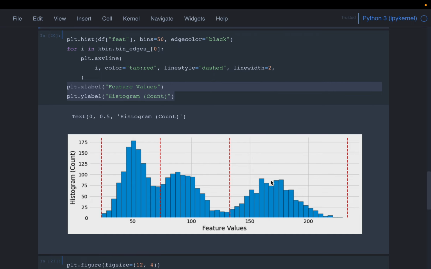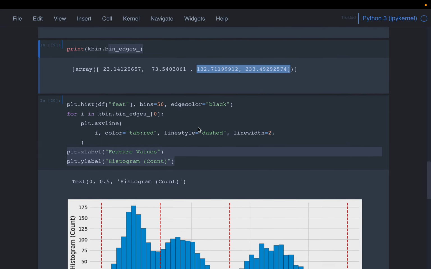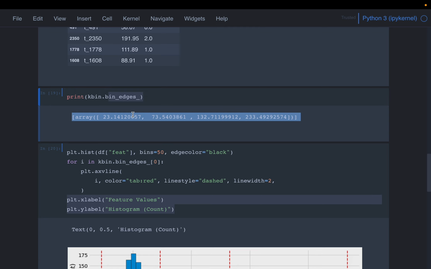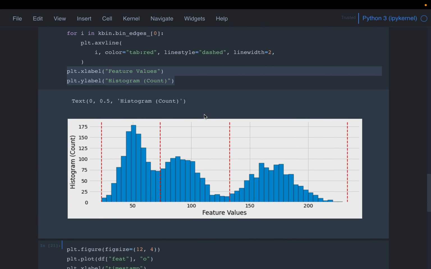This is the histogram of raw data. This is our actual data. Now this vertical line represents these 4 boundary values we have discussed. So given the data in this blue color, the model has divided it into 3 groups with the boundaries. The first group values lie between this and this, and the second group values lie between this and this, and the third group values lie between this and this.